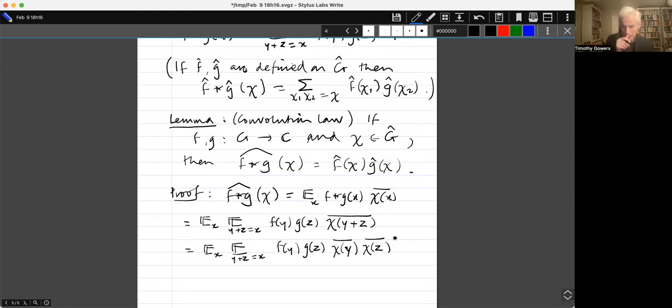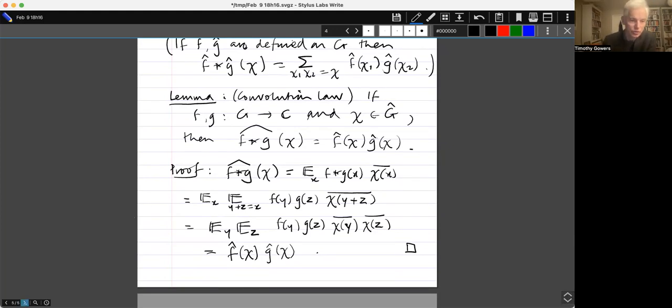But now we don't have any x's in here. If I average over x and then I average over all y plus z equals x, if you think about it, every pair y plus z gives me an x, and if I just randomly pick y and z, then x will be uniformly distributed. So when I do all this, it's just the same as taking the average over all y and z. In fact, I'm just going to be a bit naughty here and replace that by the average over all y and z. But now if I pick out the y parts and put them with the average over y and the z parts and put them with the average over z, you see that we've got precisely f hat chi, that's the average over y of f of y, chi of y bar, and g hat chi, exactly as we wanted. So that's the convolution law.